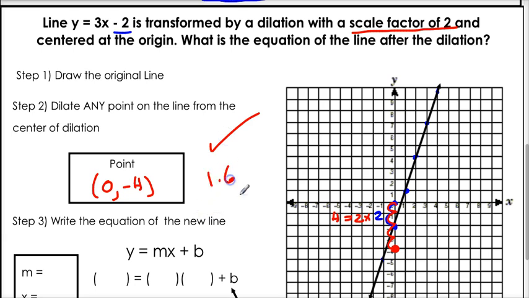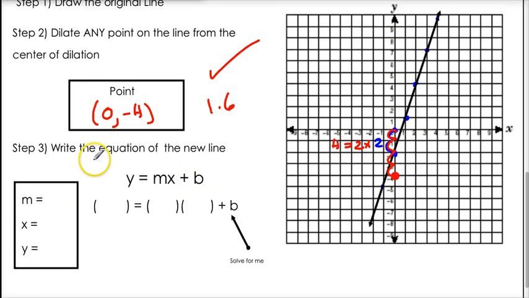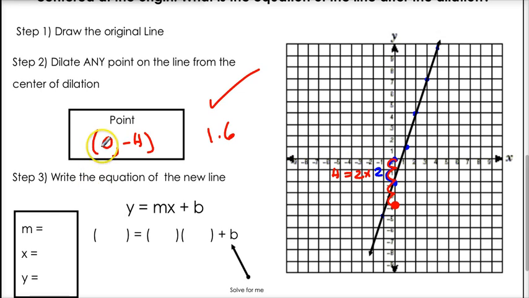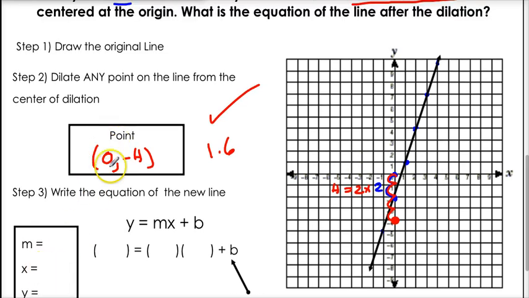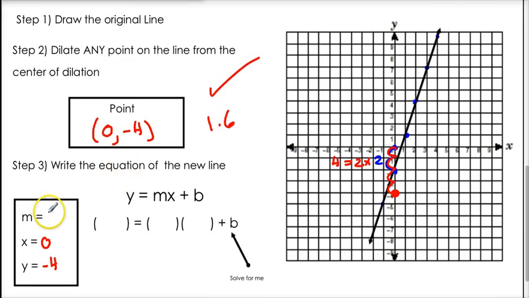This is lesson 1.6, and we know how to do that perfectly. Now we're going to take that information and write the equation of a line. This is what we learned in 2.4. Same exact thing, not changing anything. So our point is 0, negative 4, so that's our x and our y. And our slope is 3. Remember, because the lines are always parallel in a dilation, our slope is 3.